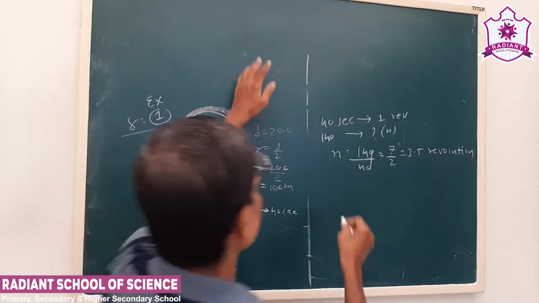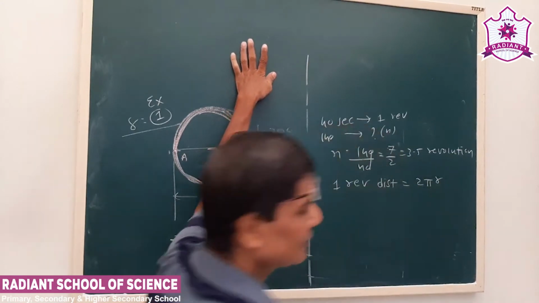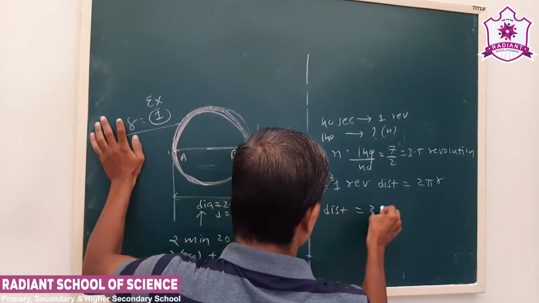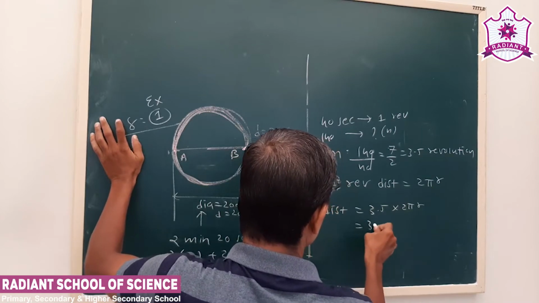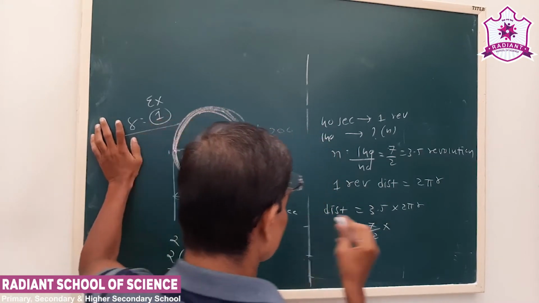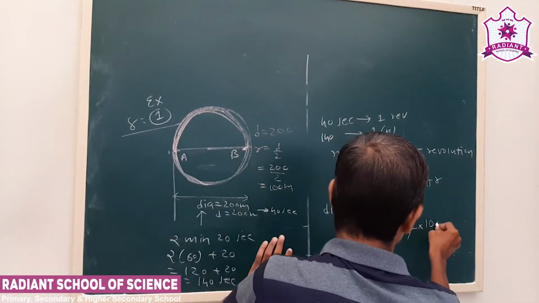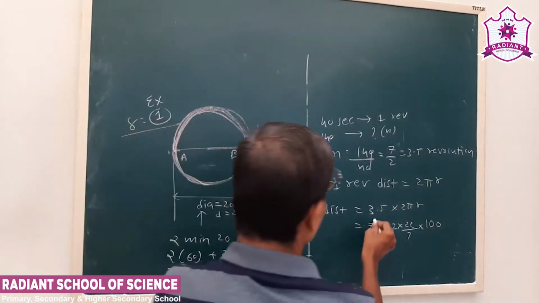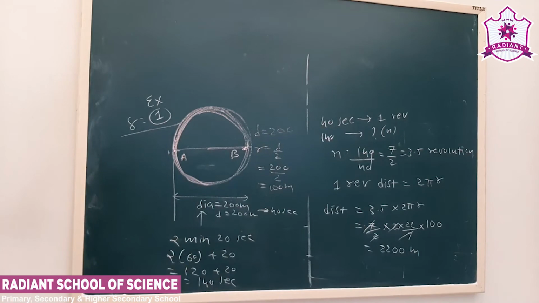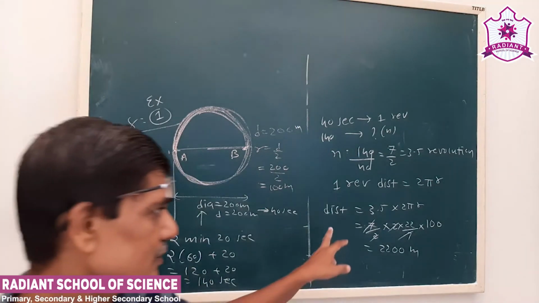Now the distance covered: in one revolution, the distance covered is equal to 2 pi r, that is the circumference of the circle. So what is the total distance? It is 3.5 into 2 pi r. 3.5 is 7 by 2. Pi, for ease, you can say 22 by 7, and the radius is 100. So 7 is cancelled. The diameter is given as 200 meters, so we are converting to meters. So the distance is 2 pi r.